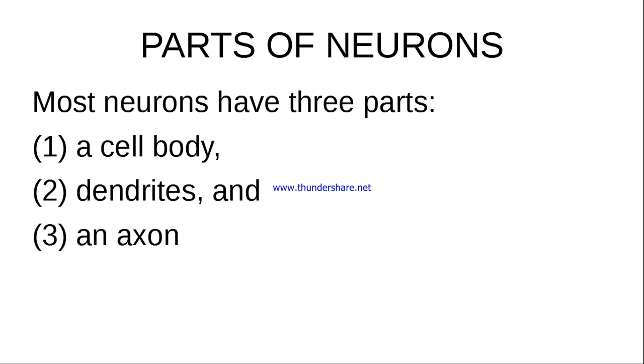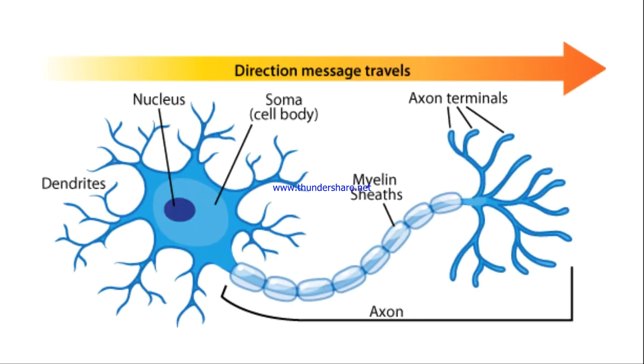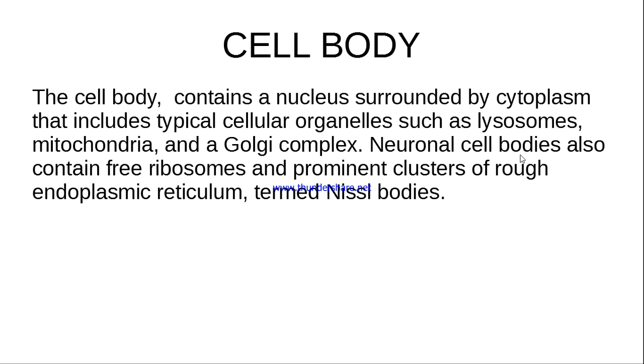Now, what are the parts of neurons? Most neurons have three parts: cell body, dendrites, and axon. As you can see over here, this is a cell body, dendrites, and this is an axon. We'll see each part separately. First is the cell body.